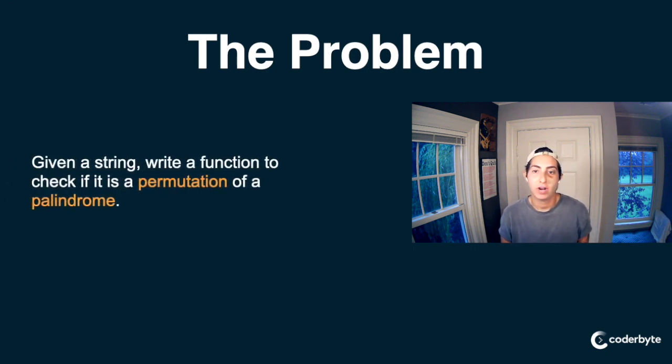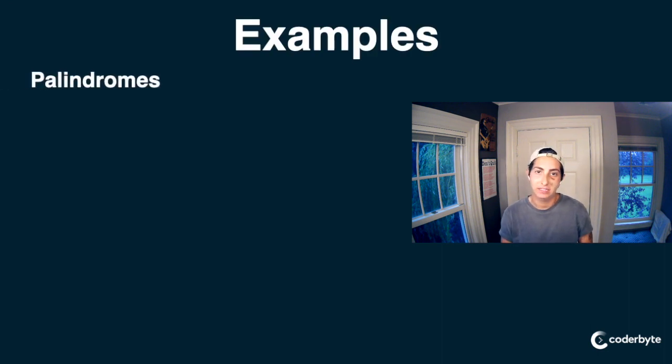Given a string, write a function to check if it is a permutation of a palindrome. So what is a palindrome? In case you don't remember from elementary school, a palindrome is that special kind of word that is the same forwards as it is backwards, which is kind of fun, right? So here are some examples of some palindromes.